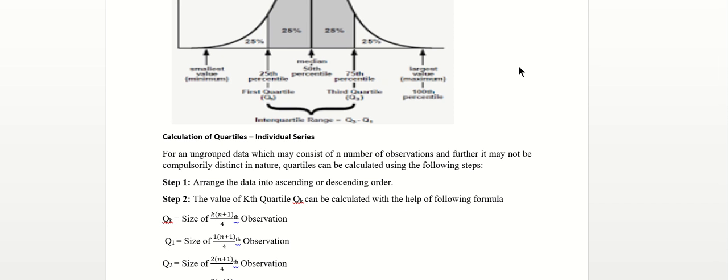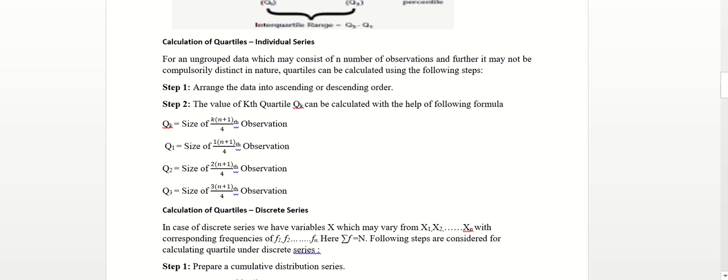Just like median questions and mean questions, here again we have three series: individual series, continuous series and discrete series. I have mentioned a few of the steps for all the series. Ungrouped data is also called individual series. In individual series, just like median, we follow the same steps: arrange the data in ascending or descending order. Then, to calculate the kth quartile value, we need to apply the formula k into n plus 1 by 4. So instead of applying n by 2, here we will apply n plus 1 by 4.